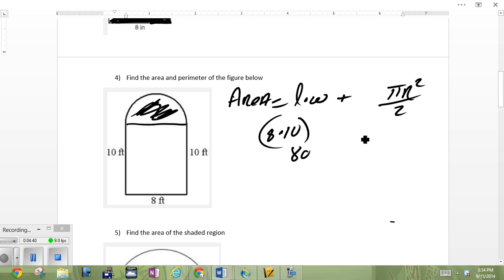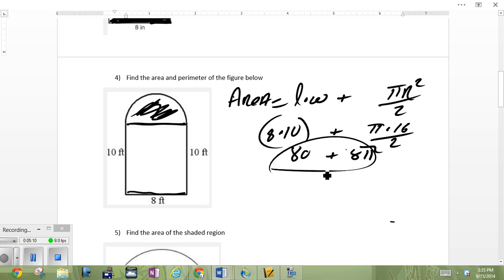Of course, that's 80. Now, what's the radius? Well, here this length is the same as this length down here, which is 8, which will serve as the diameter of the circle. So the radius of the circle is 4. So that's pi times the radius, which is 4. So 4 squared is 16 over 2, so that's 8 pi. And leave it that way.